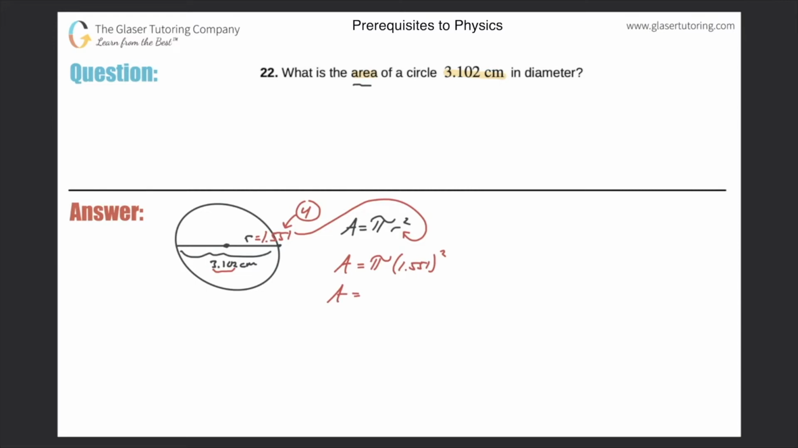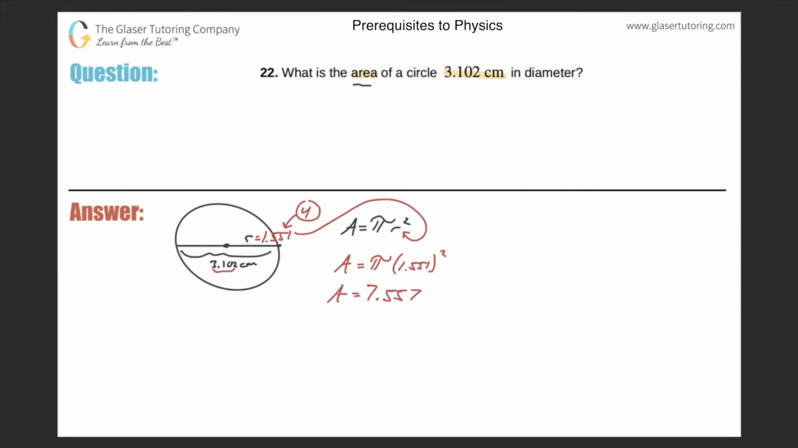I'm going to use the exact value for pi, so that's not going to be the limiting factor on my significant figures here. What's going to be the limiting factor is the measured radius. Just remember that there are 4 significant figures, so my answer should have only 4. Let's take pi and multiply it by 1.551 squared. This comes out to be 7.557. And that's where I'm going to round it.